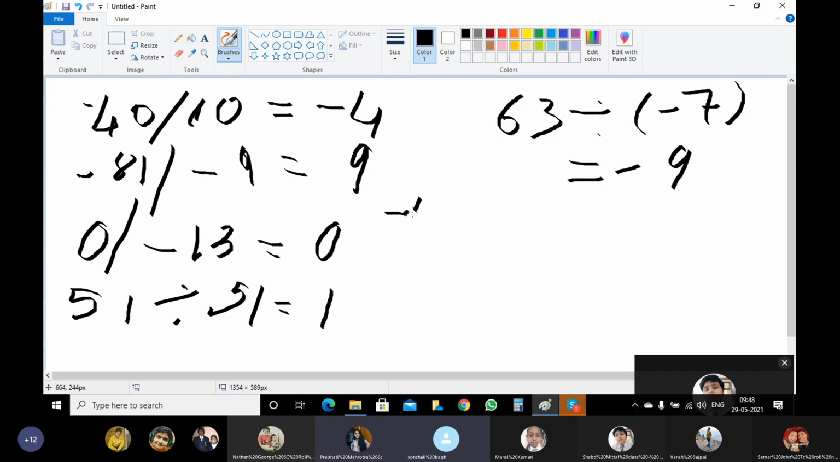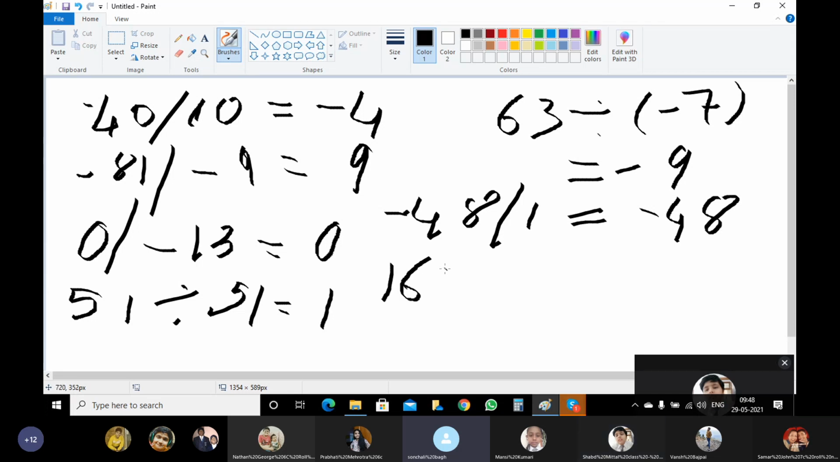Minus 48 divided by 1. Ma'am, minus 48. Very good. Then 1601 divided by 1. What will be the answer? Minus 1601. Sorry, 1601 divided by -1. What should be the answer? Minus 1601.